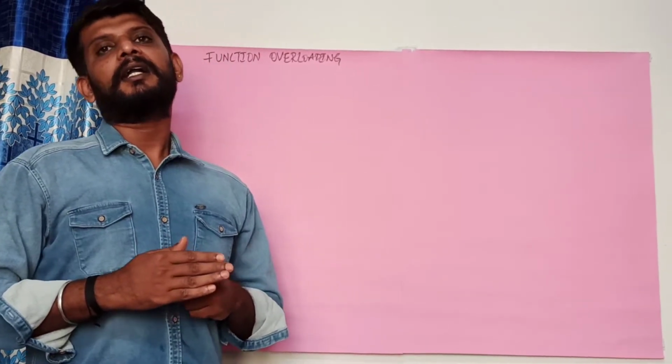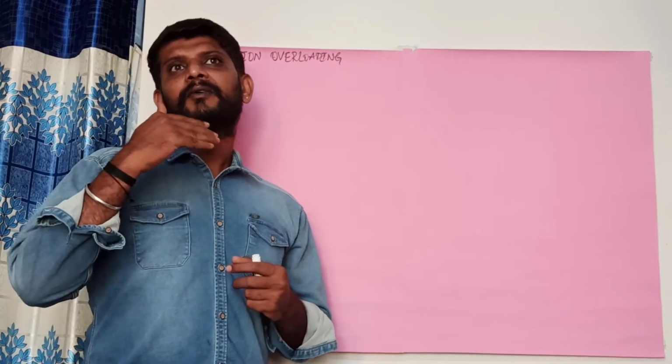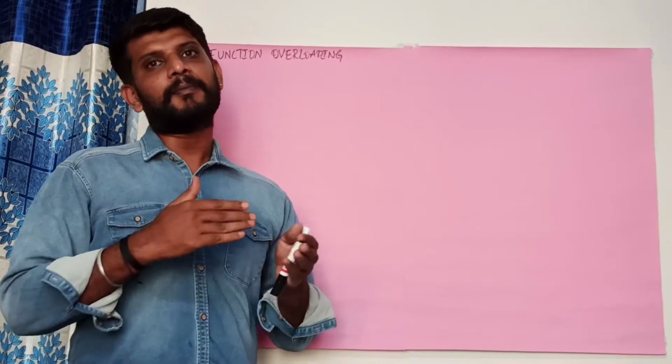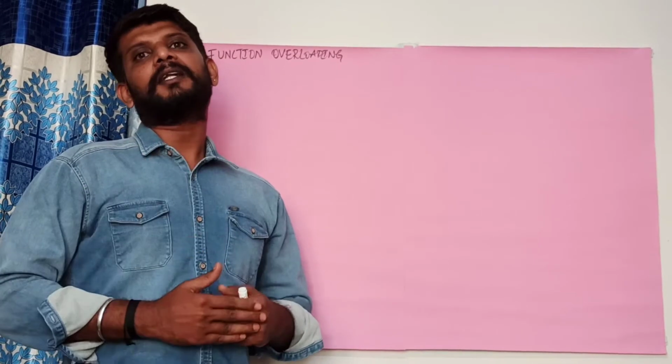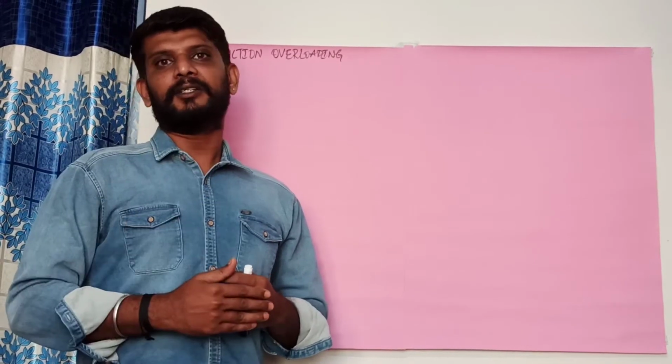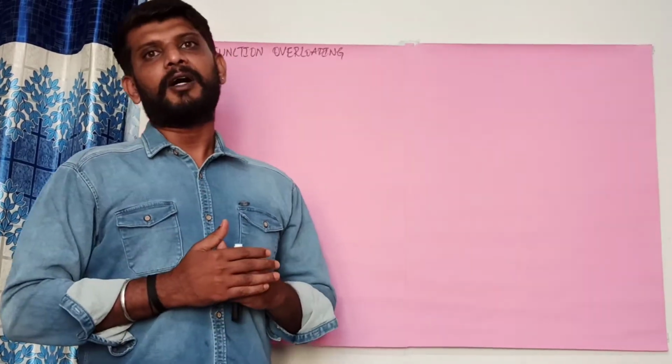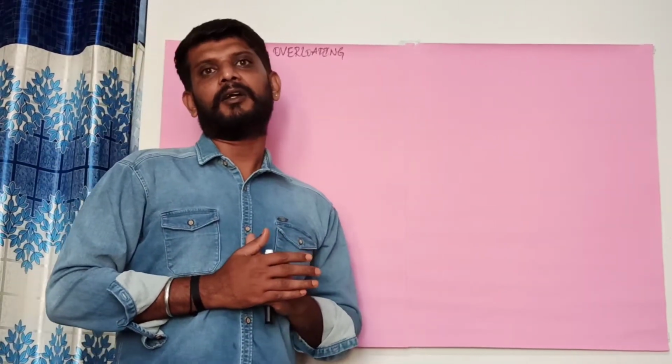So, to avoid the confusion, we will make use of function overloading. Whenever you are making use of functions with different numbers of arguments, the compiler will decide which particular function needs to be executed based on the type of arguments or based on the number of arguments. That is the thing you have to remember.